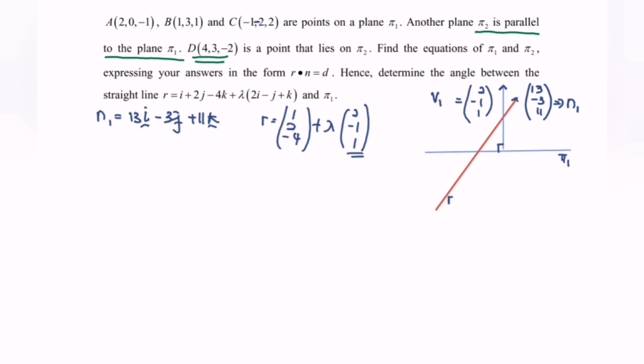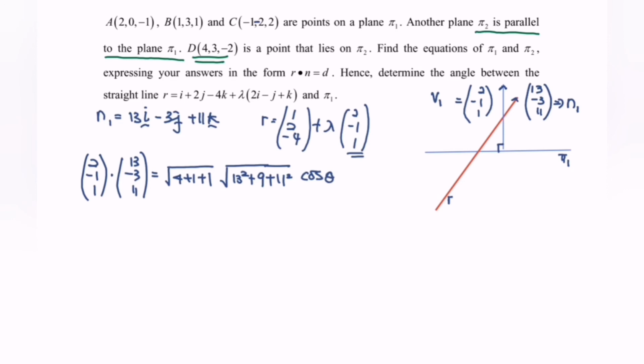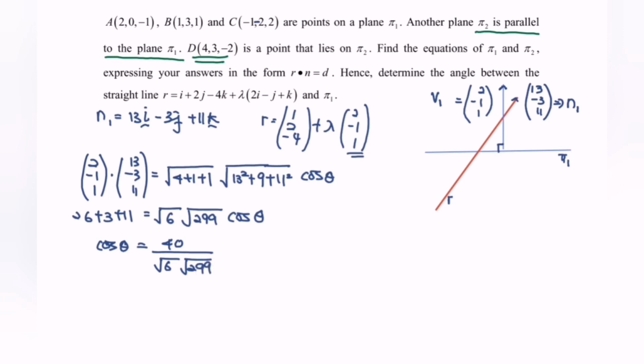Kindly make use of the scalar product, where we have 2, negative 1, 1 dot with 13, negative 3, 11 equals to the magnitude for the direction, square root of 4 plus 1 plus 1, multiply with square root of 13 squared plus 9 plus 11 squared, cos theta. Focus on the left hand side where we have 26 plus 3 plus 11, which is equal to square root of 6 multiply with square root of 299 cos theta. So rearrange: cos theta is equal to 40 over square root of 6 multiply square root of 299. So cos theta is equal to 0.9444, so theta will be equal to 19.2 degrees.